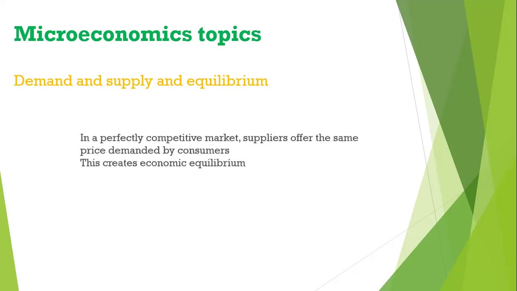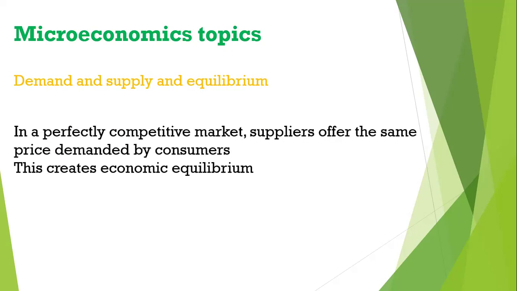In a perfectly competitive market, suppliers offer the same price demanded by consumers. This creates economic equilibrium, where demand and supply are equal. It is a condition that is never really there, because sometimes demand does not equal supply. It could be either way: supply is more, no demand; or more demand, no supply.